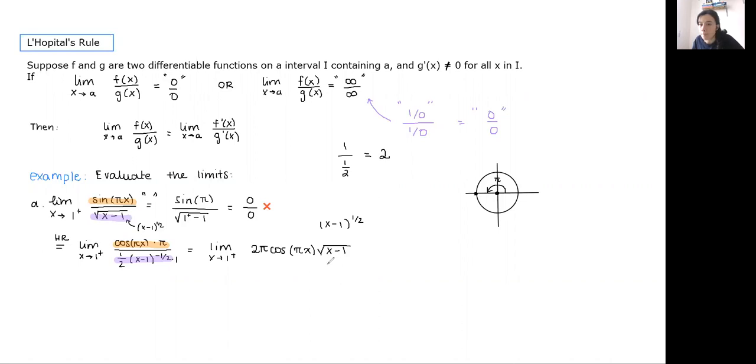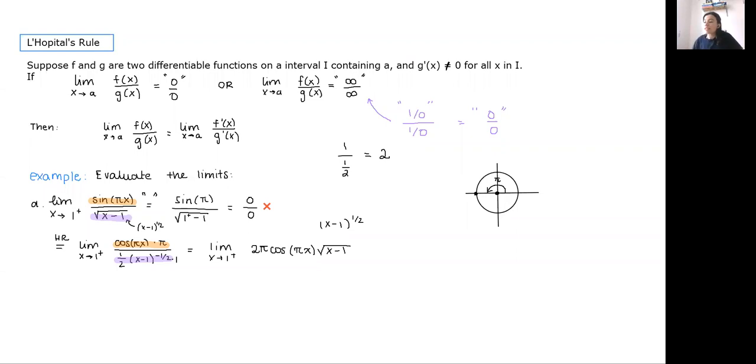Is that good? Show of hands for those of you who understand this. Okay, I can see chat. Okay, good.